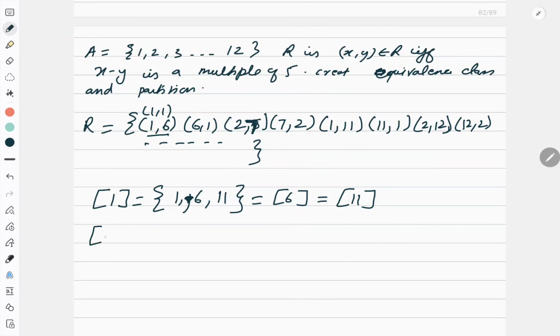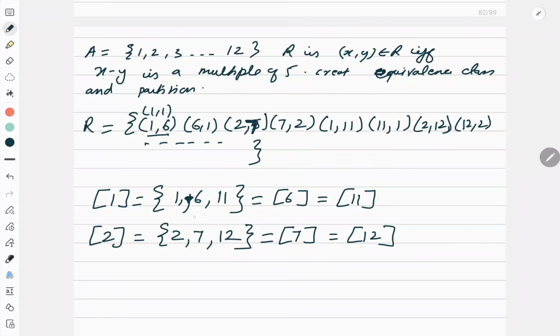Understood? Now let us talk about 2. First will be 2. Now what next number do you want? 5 more, so 7 minus 2 is 5, so 7 will come. Then you want 10, so 12 minus 2 is 10, so 12 will come. Correct? So these are the 3 elements here. This will be equal to the equivalence class of 7 and also of 12. Now these two equivalence classes, of 1 and of 2, are disjoint, though 1, 6, 11 are the same class and 2, 7, 12 are the same class.